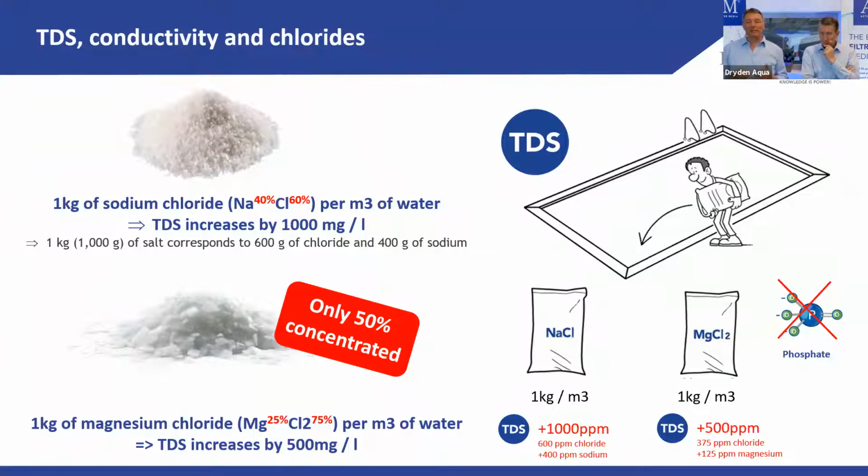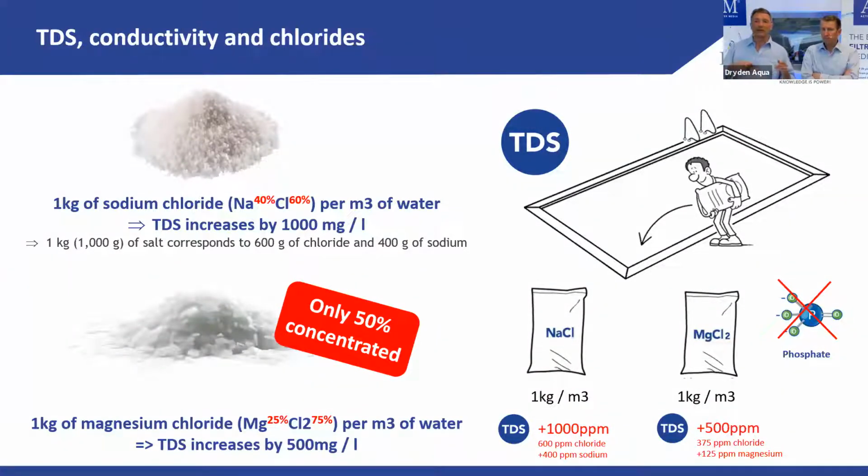Here you see it's different because for every 1 magnesium, you have 2 chlorides. So the magnesium is only 25% and the chloride is 75%. So out of this 500 ppm, 375 ppm will be chloride and 125 ppm will be magnesium. On the chloride value, you see it's not a big difference.